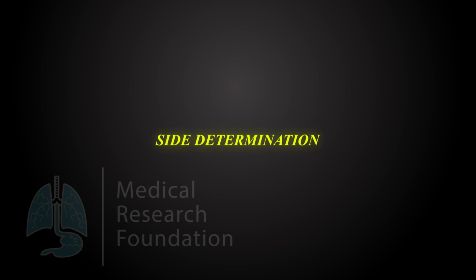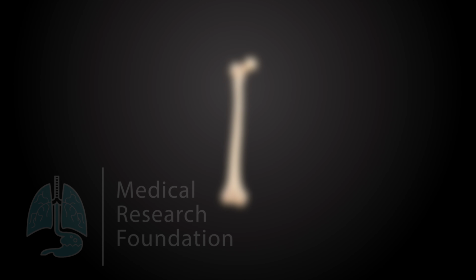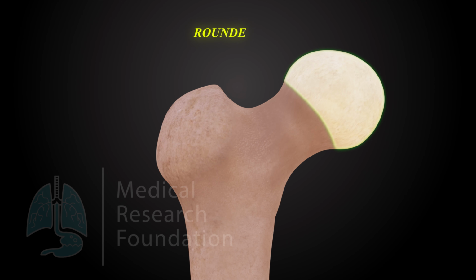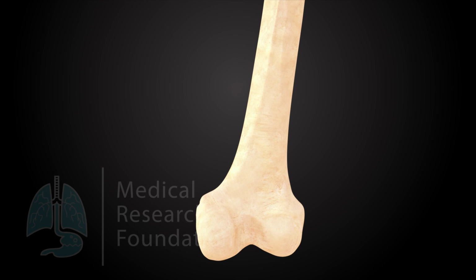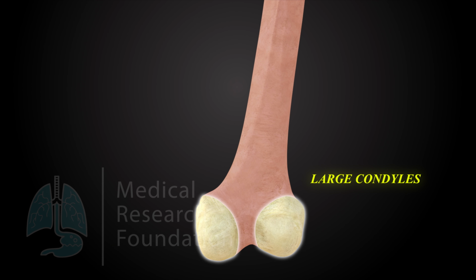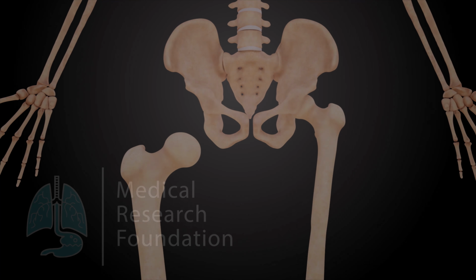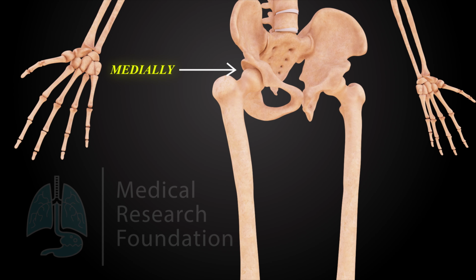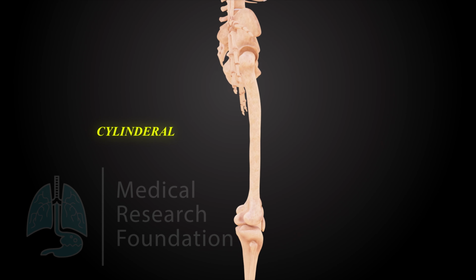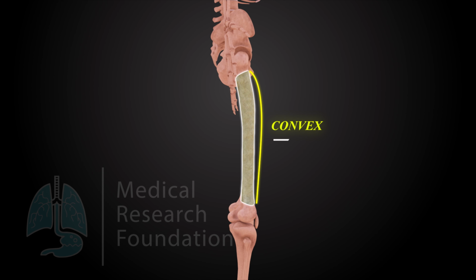Side determination. The upper end bears a rounded head, whereas the lower end is widely expanded to form two large condyles. The head is directed medially. The cylindrical shaft is convex forwards.